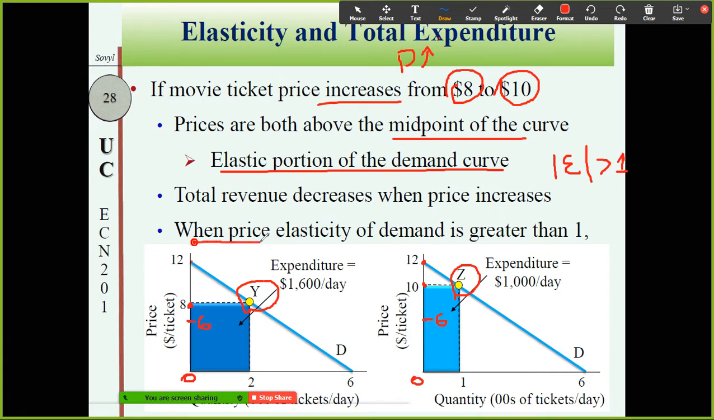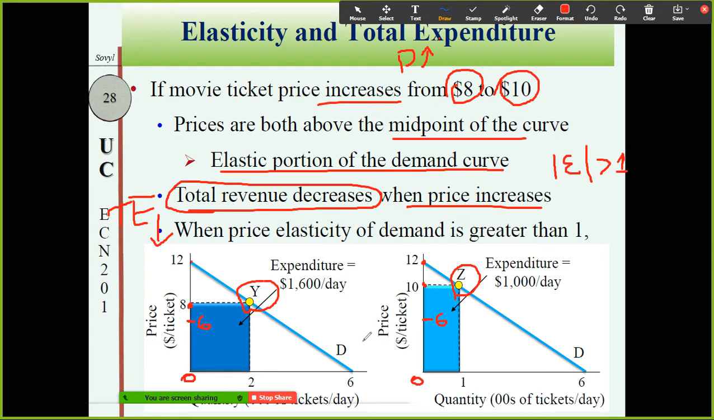when the price of goods and services goes up, total revenue goes down. Total revenue goes down. It's different from the previous slide. In this slide, when the price of a product or service goes up, total revenue goes down. When total revenue goes down, total expenditure also goes down.